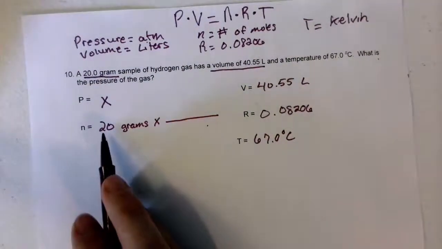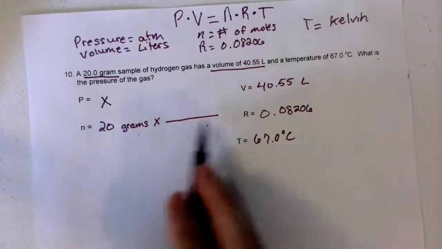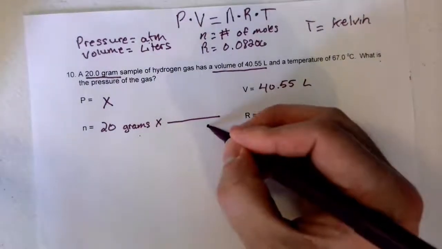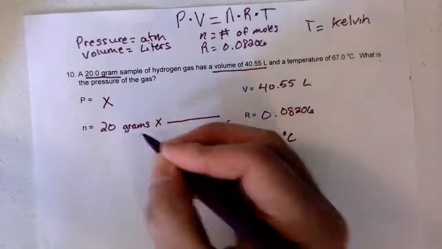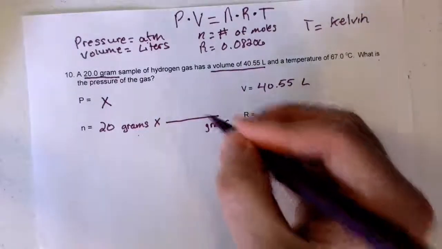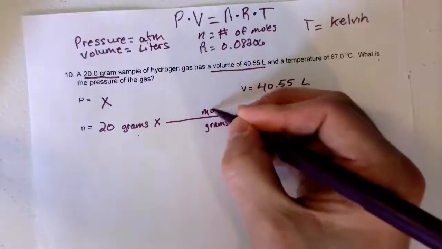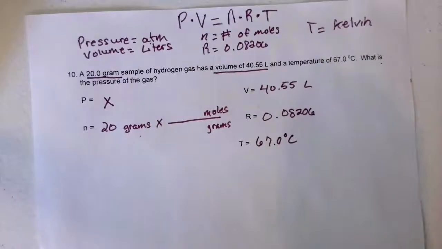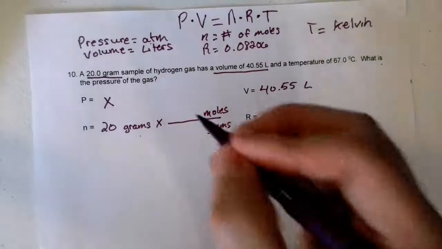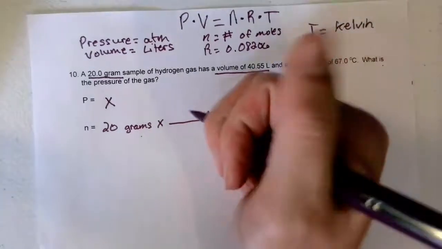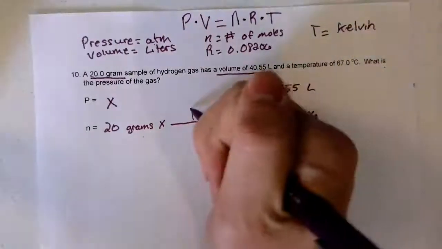Alright, so I did 20 grams, I drew the X, and then I drew the fraction bar like that. I'm going to put grams on the bottom because I just wrote it right here. It goes onto the bottom. And the top is going to be whatever unit we are trying to go to. And in this case, it's going to be moles. Alright, so if you already haven't figured this out, the number that goes with moles is a 1.